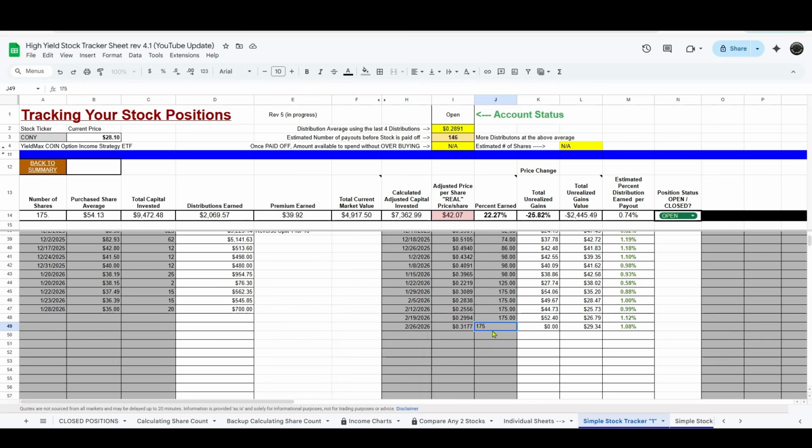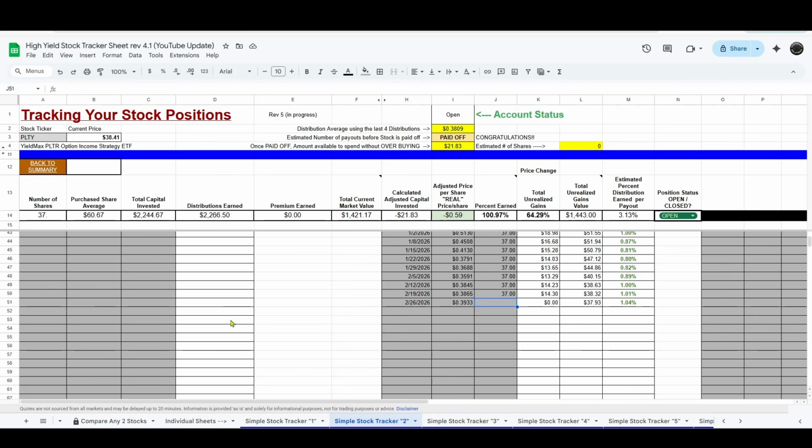So having 175 shares at that 31 cents, that's going to adjust my real price per share from 42.07 down to 41.76. Now with CONY at 28.10, I'm still down. And if I were to sell CONY at the current price, yes, I will take a loss, and it will be a loss of $2,389. But you'll see as we go, my wins are outweighing my losses.